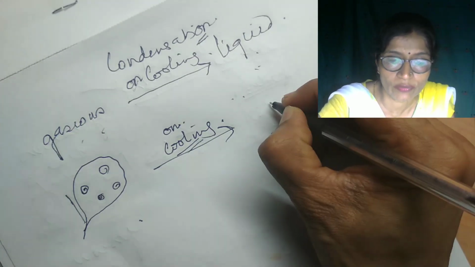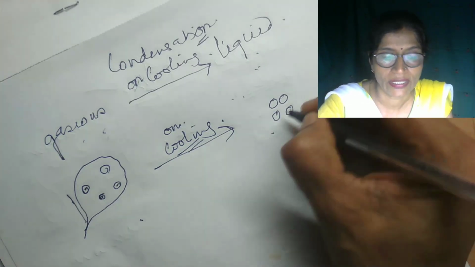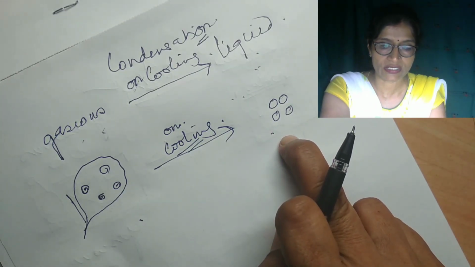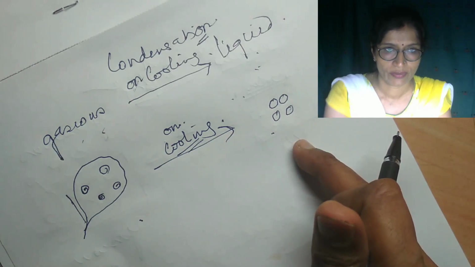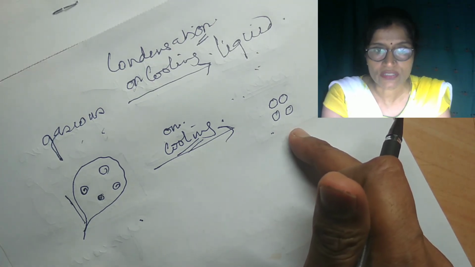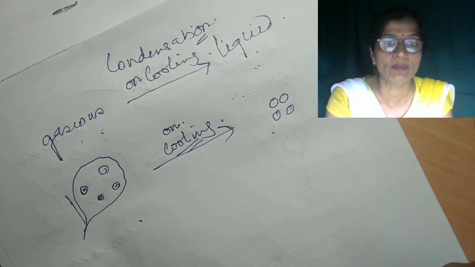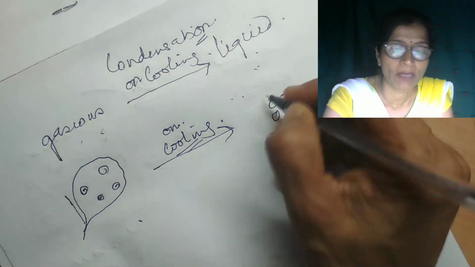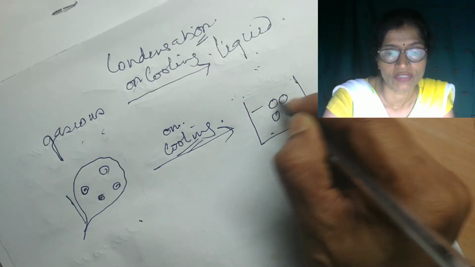Within this, what will happen? The particles will come closer to each other. And then when the particles come closer to each other, the intermolecular space decreases and intermolecular force increases compared to the gaseous state. And that is why the movement of the particles gets restricted, and they start vibrating within the boundary of this container.